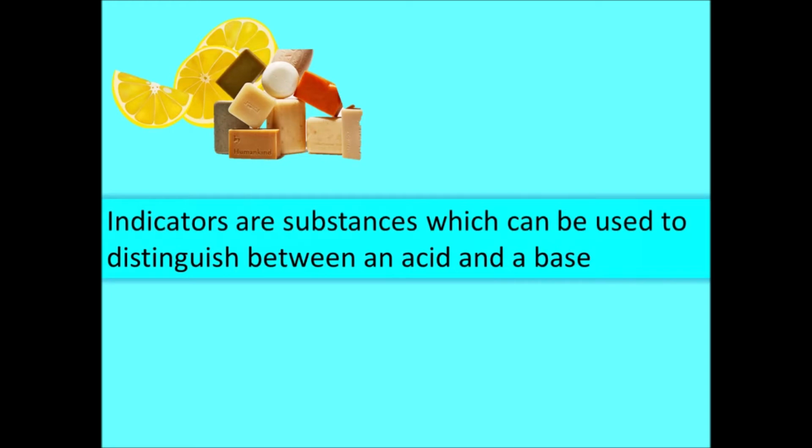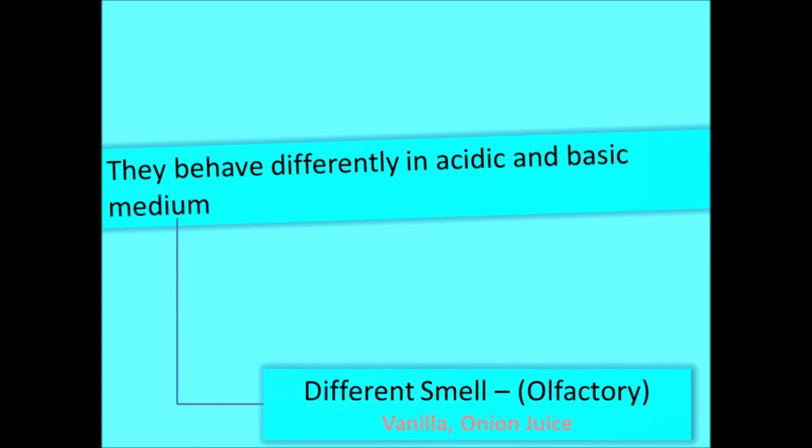Now, why is it possible for certain substances to differentiate between an acid and a base? This is because a few substances show different behavior in acidic and basic medium, because of which we are able to distinguish between an acid and a base. For example, certain substances have different smell in different medium. These indicators are known as olfactory indicators.